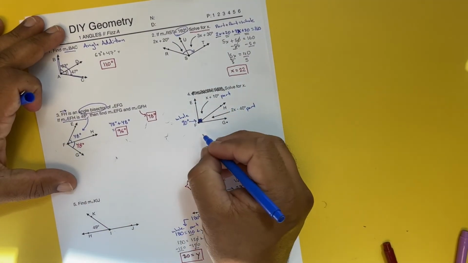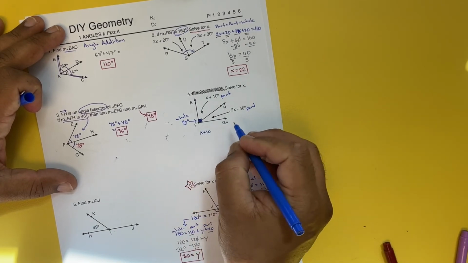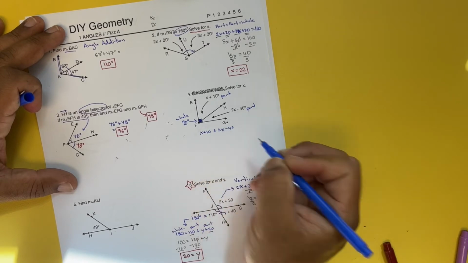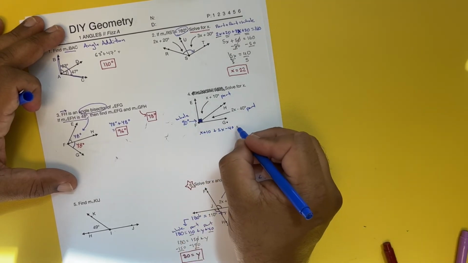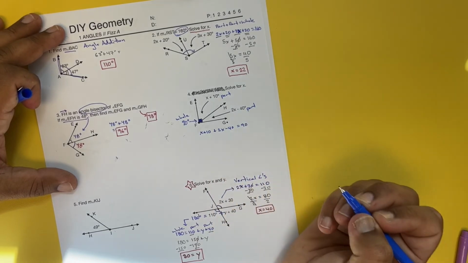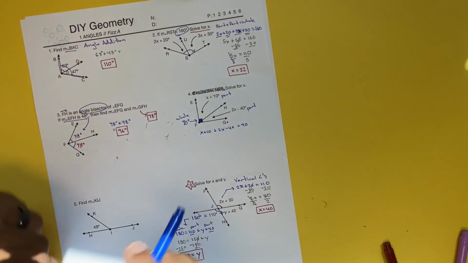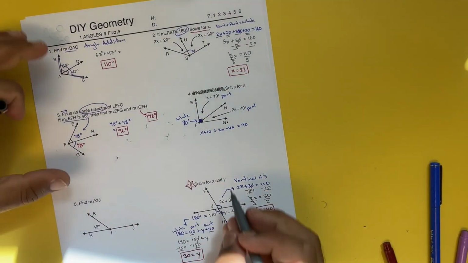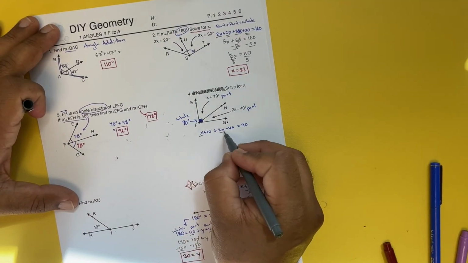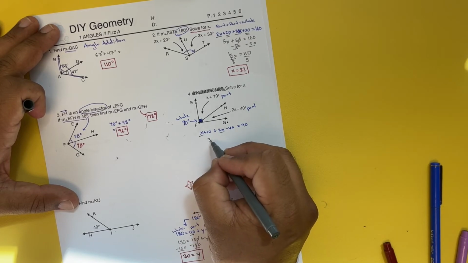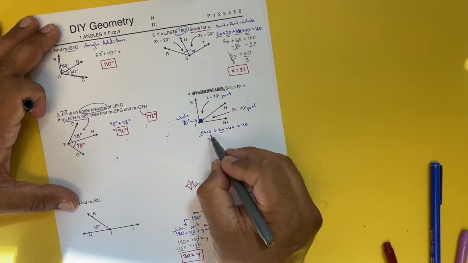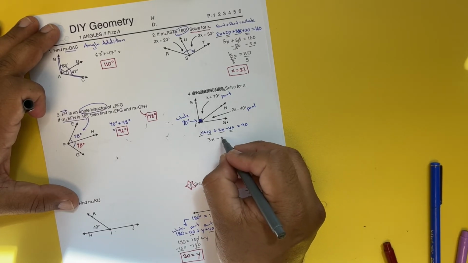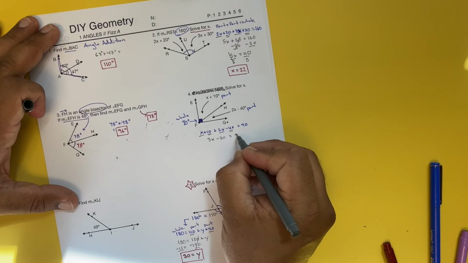So I'm taking this part, x plus 10, adding it to 2x minus 40, and that equals 90. That's my setup. Part plus part equals whole, and the whole thing is 90 degrees. Now I'm going to combine like terms. X plus 2x is 3x. 10 minus 40 is equal to negative 30. That equals 90 degrees.